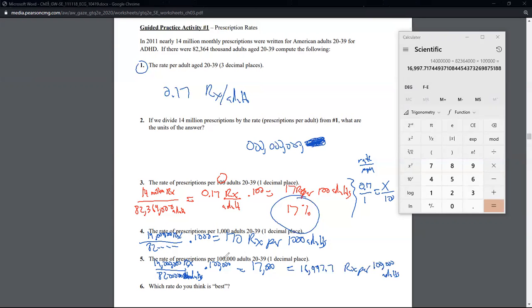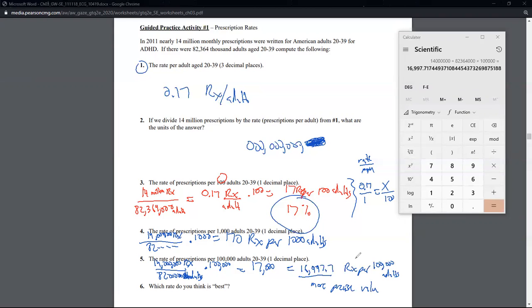The 5th one, why would we scale to 100,000? Well, when we actually do the division and the multiplication and don't round until the very end, you get what feels like a more precise value.